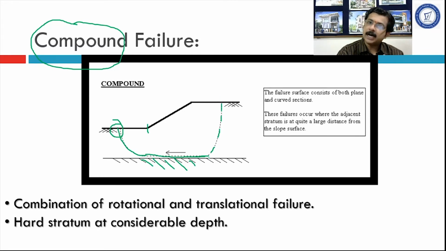Once it meets with the harder surface, it cannot go below, so it has to travel through the interface, because these two are nothing but two different layers of soil. So through the interface it will travel, and again it has come up. So it is the combination of rotational and translational failure, and this occurs when the hard stratum is at considerable depth. This is compound failure of slope.